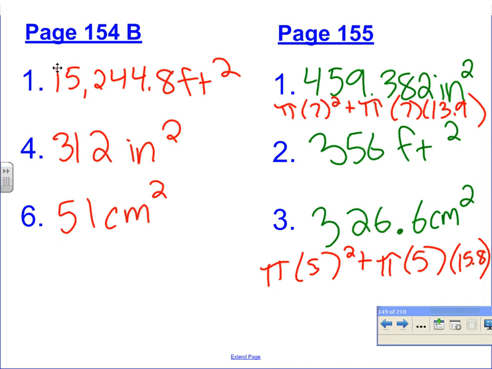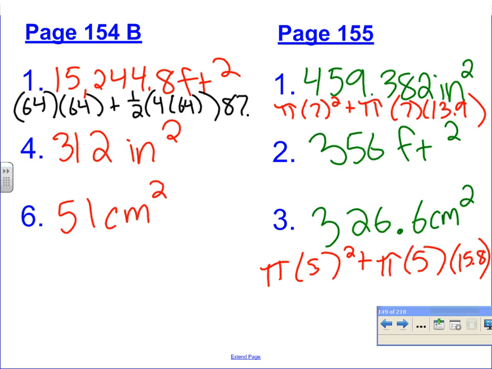Okay, let me go over it. So number 1, you also had to find the slant height. So what did you get for the slant height for number 1? Maybe you did the same thing. Okay, it should be 87.1, but let me show you. So number 1, area of the base is 64 times 64 plus 1/2 times the perimeter. That one is a square. So 1/2 times 4 times 64, all times the slant height. So Neil, check to see if you have that for number 1.